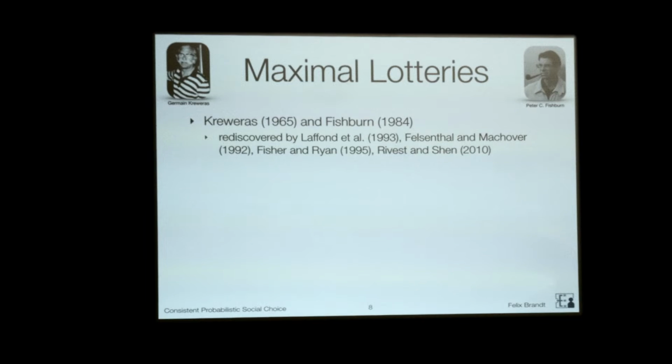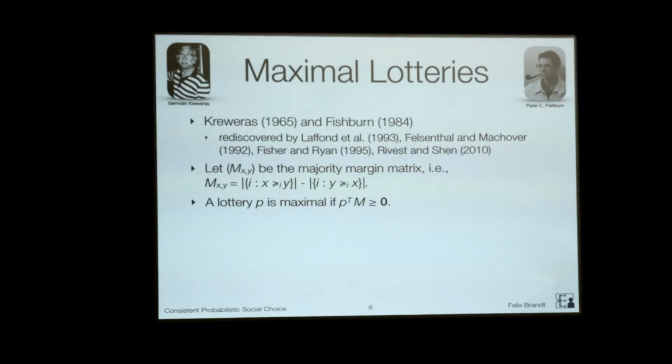Now, in order to define maximal lotteries, we need the notion of a majority margin matrix. Those of you familiar with social choice will have seen this many times. It's a basic concept that is used in many definitions of social choice functions. The idea of this matrix is just that for two alternatives, x and y, at row x and column y, we write down the number of voters who prefer x to y minus the number of voters who prefer y to x.